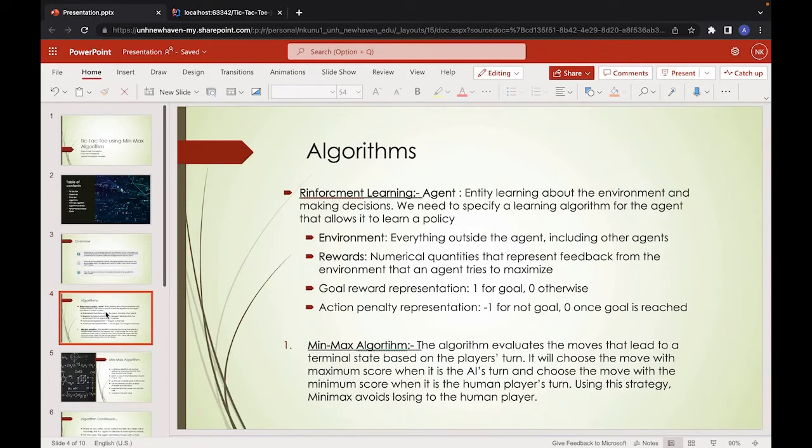There are various algorithms to represent this game. Some of them are reinforcement learning, and some of them are the MinMax algorithm. We are using the MinMax algorithm in this project. What the MinMax algorithm basically does is find the optimal solution to defeat the other player and to win the game.